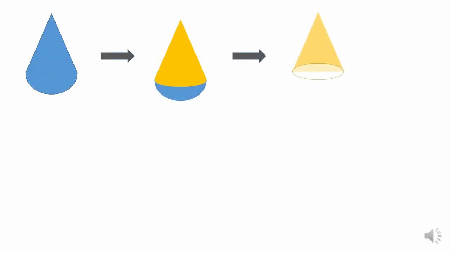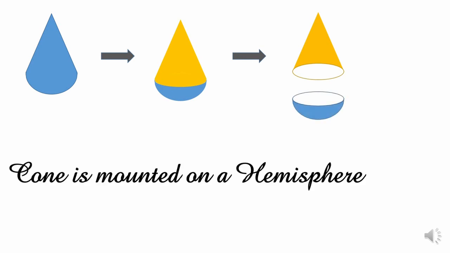In our day-to-day life, we come across a number of solids made up of combinations of two or more solids, as shown like this. See what we are seeing here, a cone is mounted on a hemisphere. For example, a toy which we can see in our daily life.